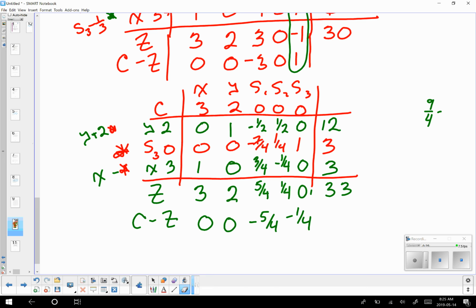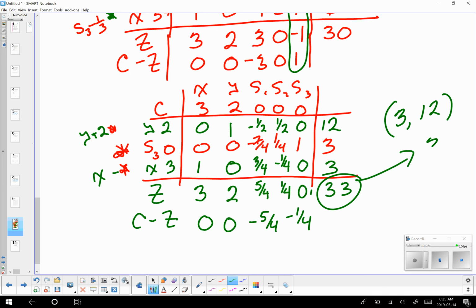So the solution will be 3, 1, 2 with a value of 33. And that's what we got in the previous section.